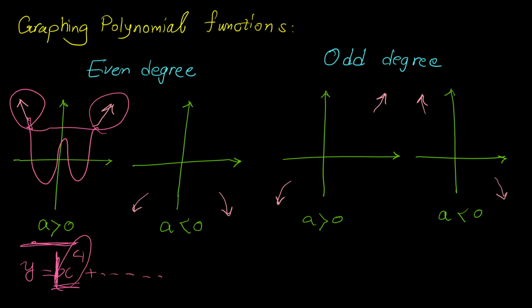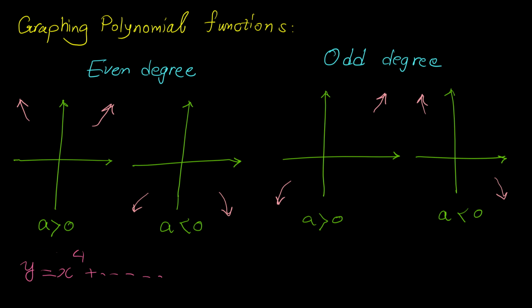How can we find these points, these x-intercepts? For finding the x-intercepts, we have to factor the polynomial. And let me show you an example with odd degree.